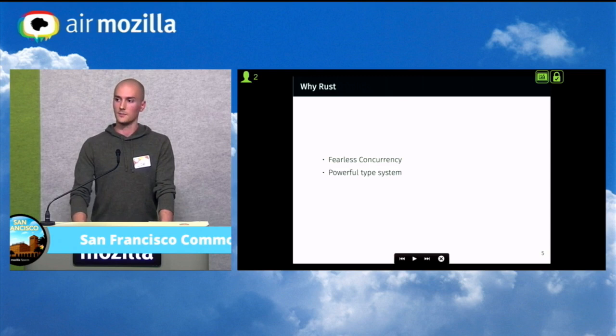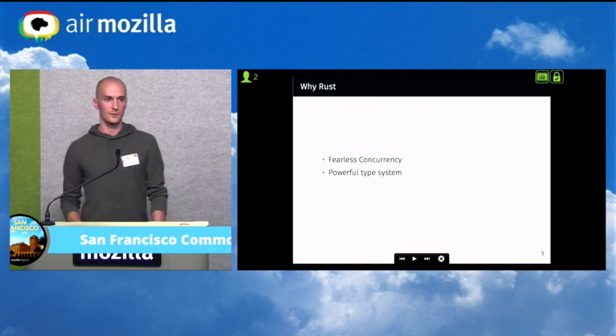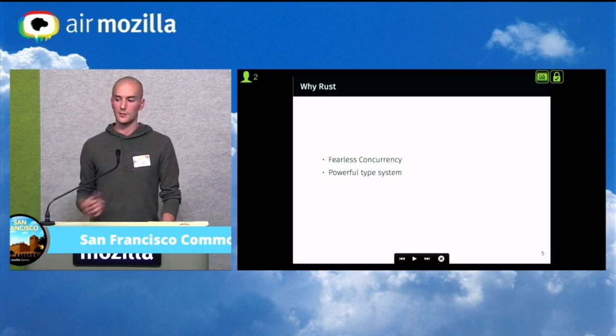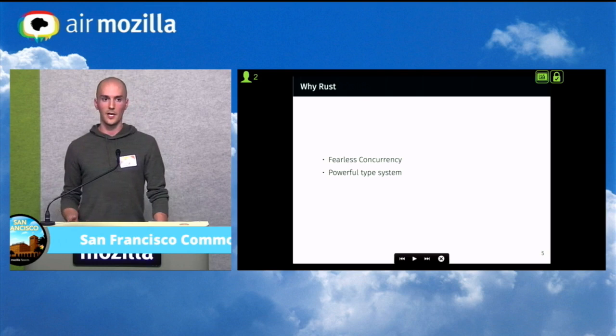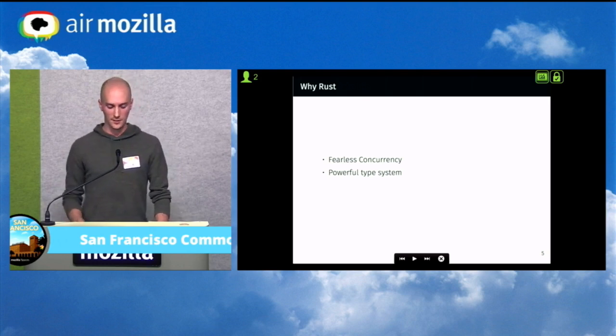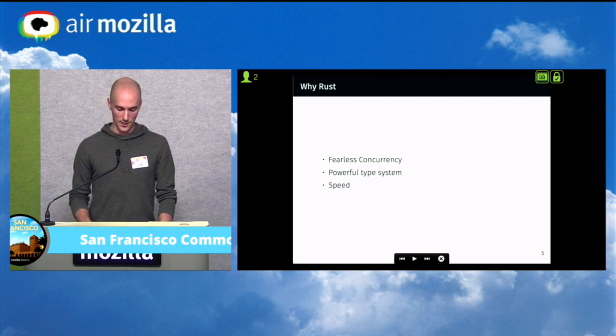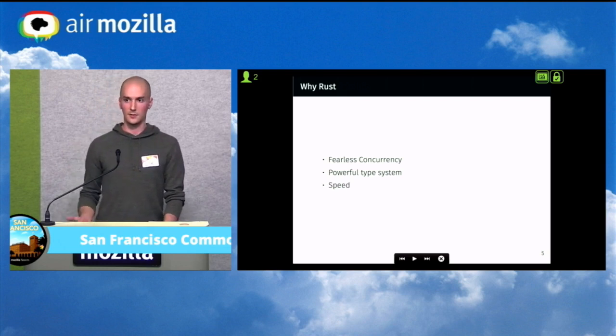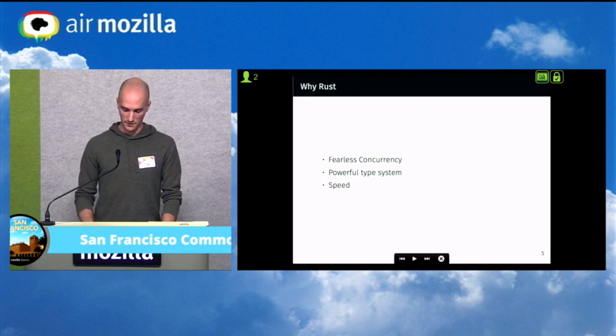The type system. Encoding constraints of the program into the type system is hugely valuable for developer productivity. If you can describe your problem in a way that the compiler can statically prevent you from making dumb programming mistakes, that's a huge win in my book. And then speed. Alacritty is all about speed, so a systems language is obviously necessary for the best performance.